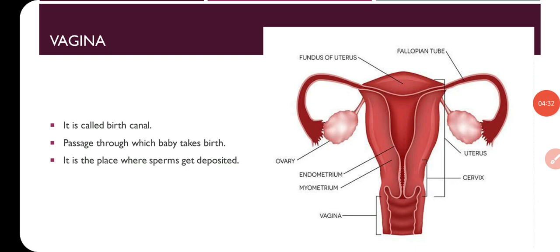Now we will talk about the next part of the reproductive system of female, that is vagina. It is also called birth canal, and after the uterus, the cervix opens into a muscular tube-like structure. This is called vagina. It is the passage through which the baby pushes out from the uterus during the time of delivery, and it is the place where sperms get deposited during sexual intercourse.